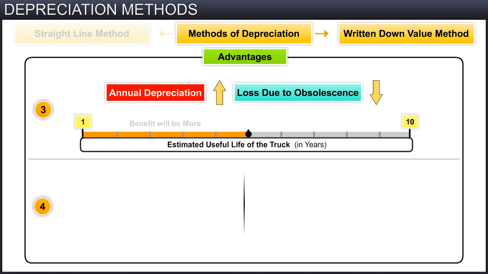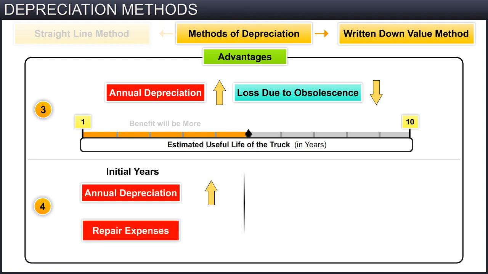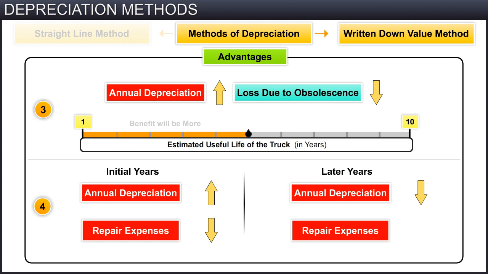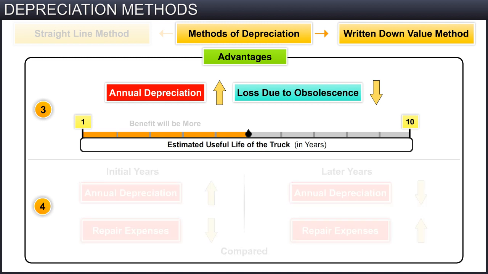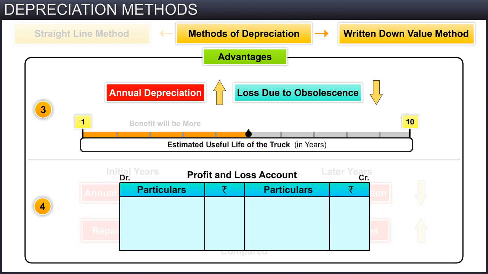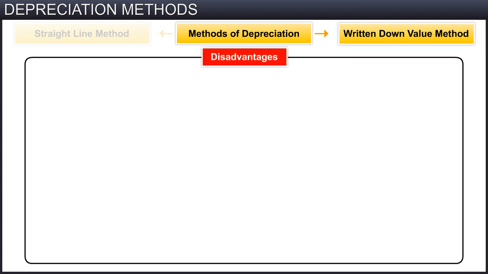This method absorbs a higher amount of depreciation in the initial years, when the repair expenses are low, and then lower depreciation in later years, when repair expenses are higher. This means that when the depreciation and repair expenses are compared together, there is an equal charge on the profit and loss account. However, this method also has a few disadvantages as well.